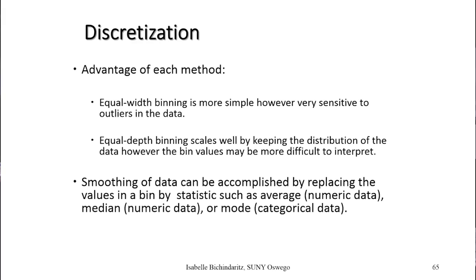Now, once you have your bins, you want to smooth your data by replacing the values in a bin by a statistic, such as the average for numeric data. The average of the bin will be the value associated with each row in this bin. The median also can be used for numeric data. And for categorical data, we can use the mode. And this concludes our lesson on discretization.